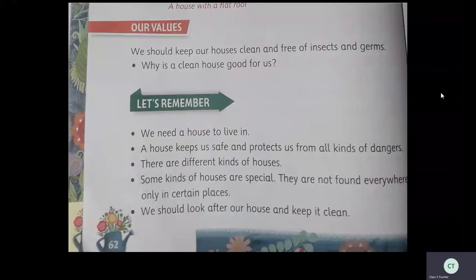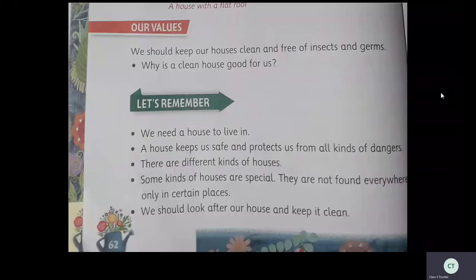The next, why is a clean house good for us? So why should we clean a house, or why is it good for us? See, all of us like to live in a beautiful house or a good house, isn't it? Nobody wants to live in a dirty house, isn't it, children? So why is a clean house good for us? Regular house cleaning kills germs. If we clean our house, many germs would be there on the floor and here and there, but we can't see them with our eyes.